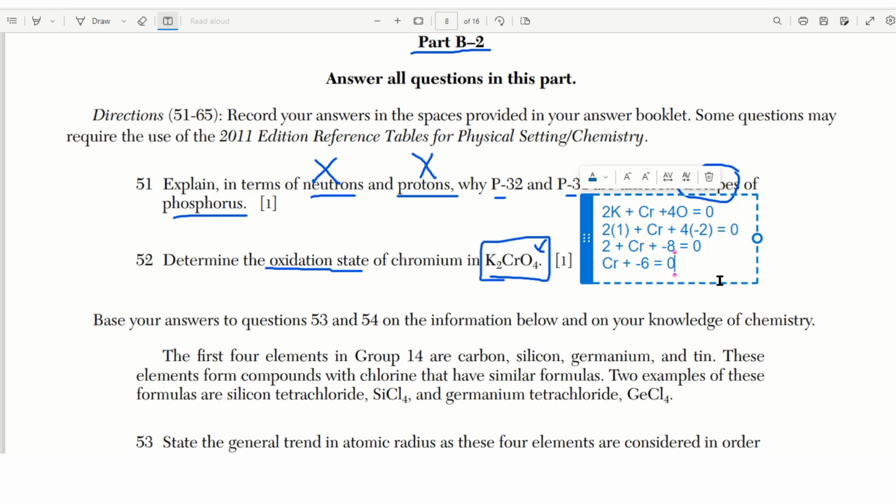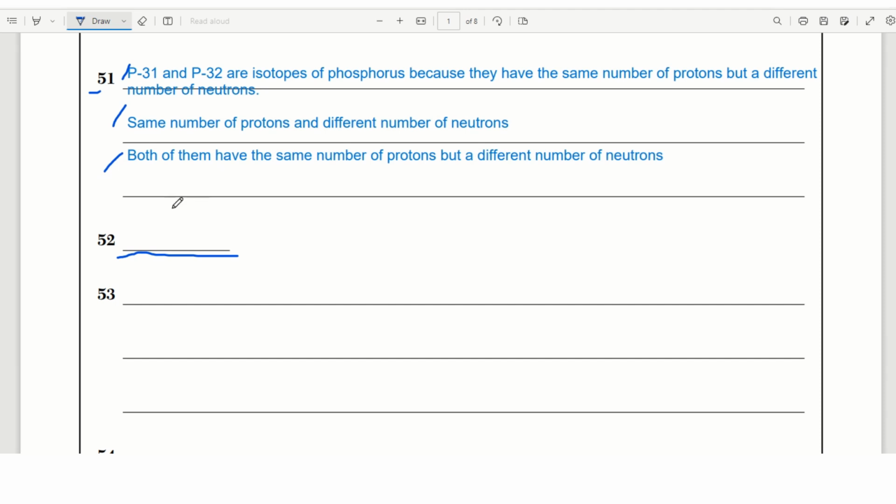I'm going to add 6 to both sides. So just to visually show you what I'm doing, I'm going to add 6 to this side and then add 6 to this side. So chromium equals plus 6. So on the answer booklet, I am going to write plus 6. What else is acceptable? Basically nothing else unless you wrote 6 plus. That's it. One of those answers or it's wrong.